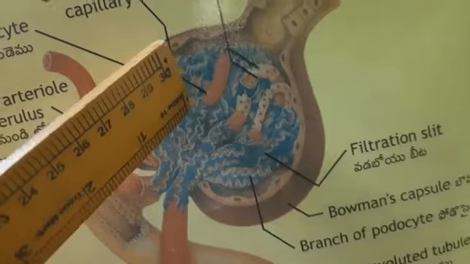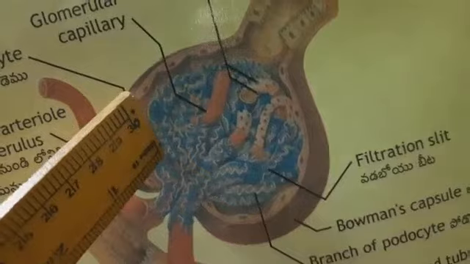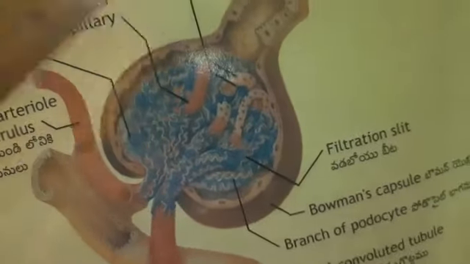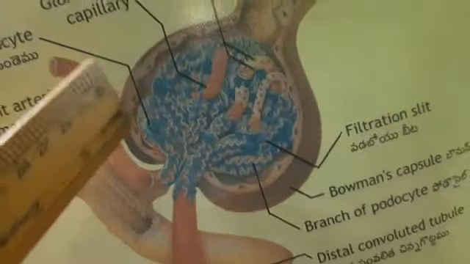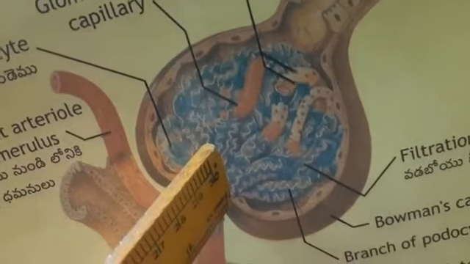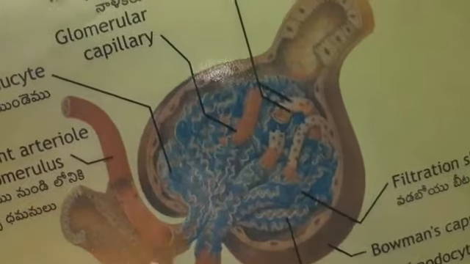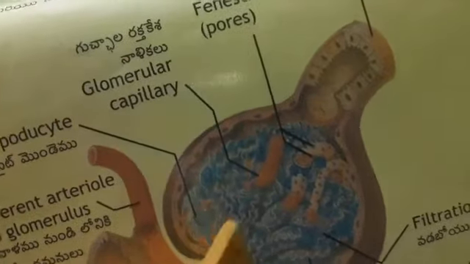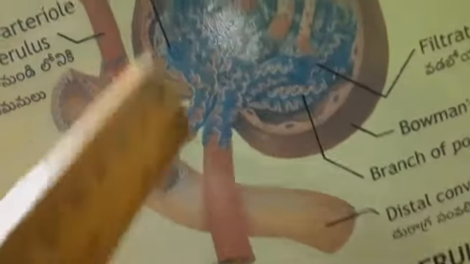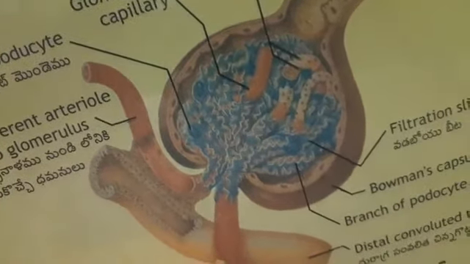That mesh-like structure is nothing but the blood capillaries. Already we have discussed what blood capillaries are. So those blood capillaries are very well branched and they form a mesh-like structure inside this cup-like structure. So that outer cup-like structure is the Bowman's capsule. Inside that, these blood capillaries are forming the glomerulus, okay, or the glomerular capillary. Now from there, after the filtration, one branch has entered and one branch is coming out as the efferent arteriole.